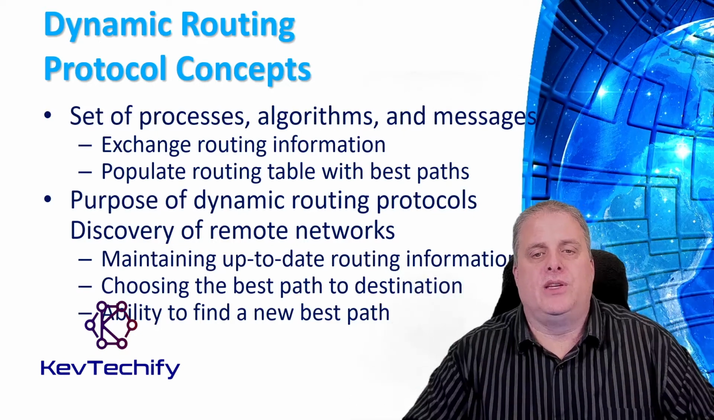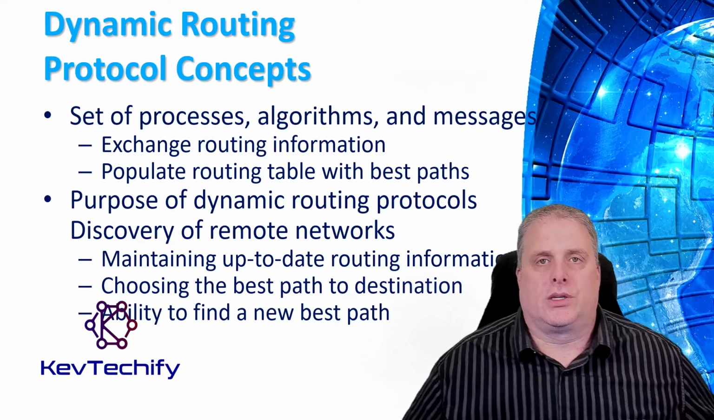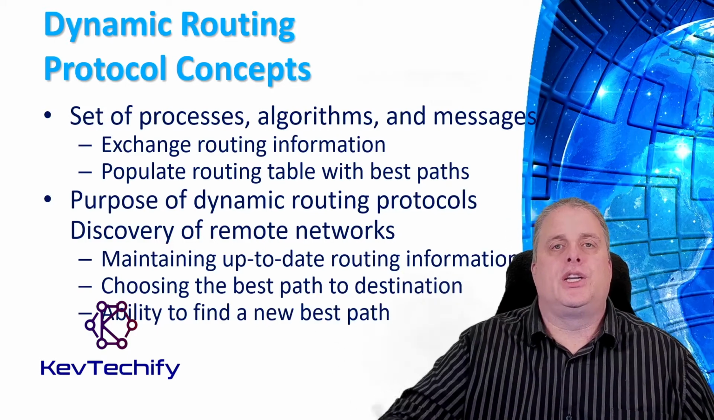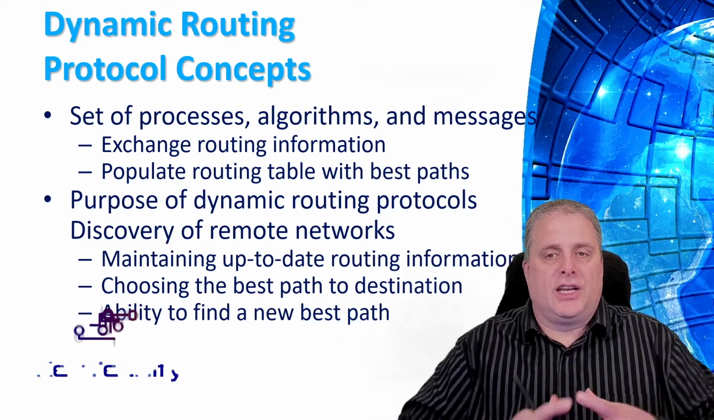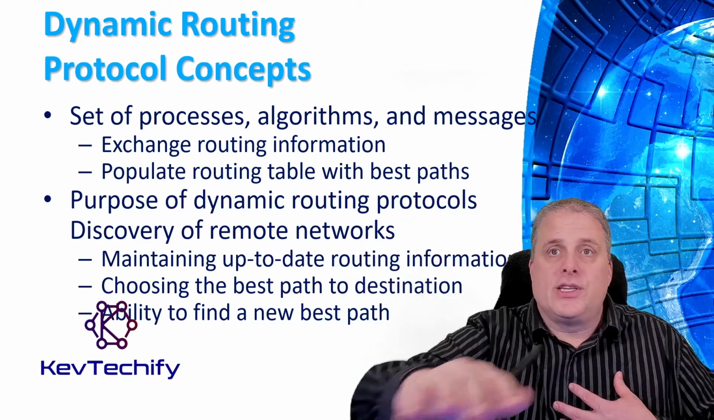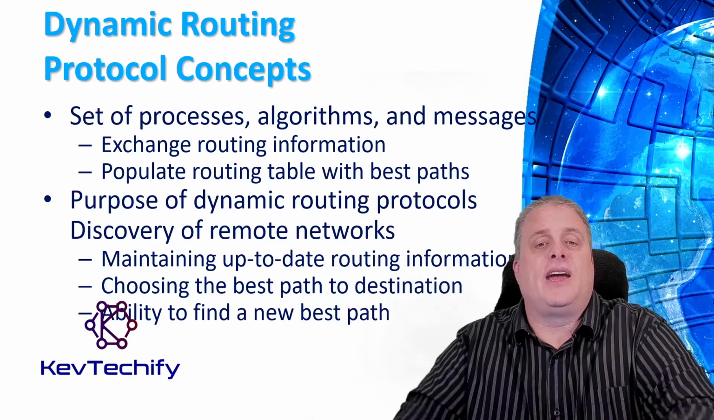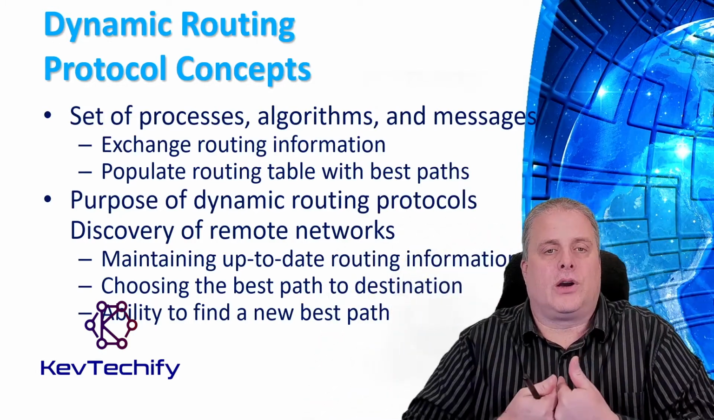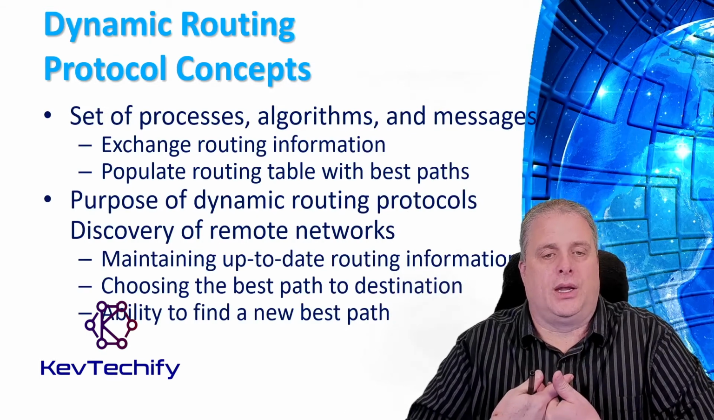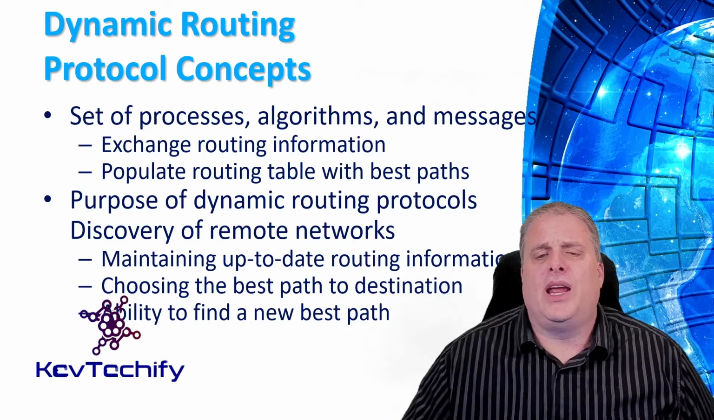Now, the purpose of these dynamic routing protocols is to discover the remote networks. They share information about the networks they're connected to with the other routers. Those other routers then say, okay, I know about this network, but these 2 networks I don't know about. I'm going to enter it in and say I have to connect into the router, or I have to send it to the router that sent it to me. And so they keep track of all of that. They maintain the up-to-date routing information.